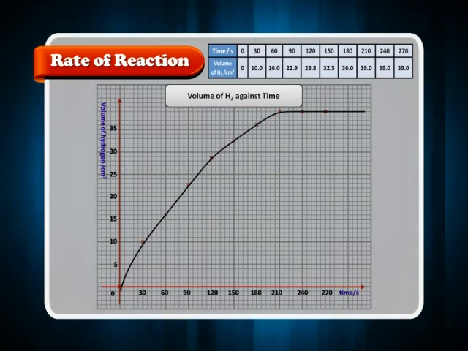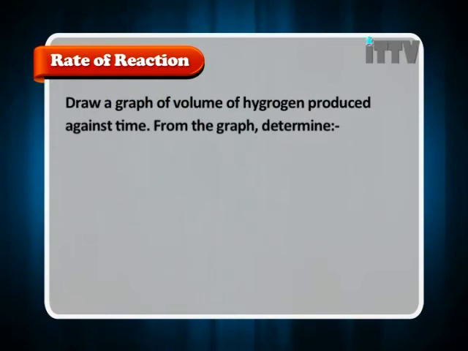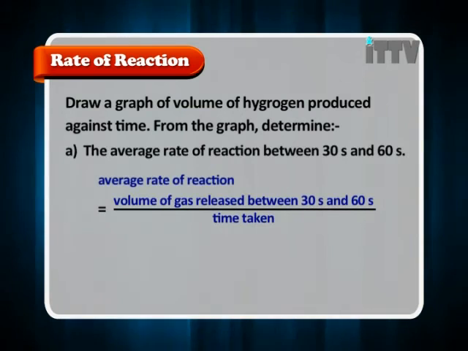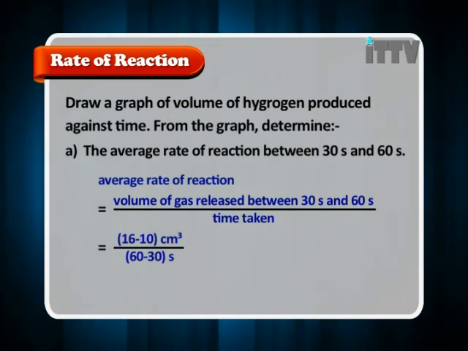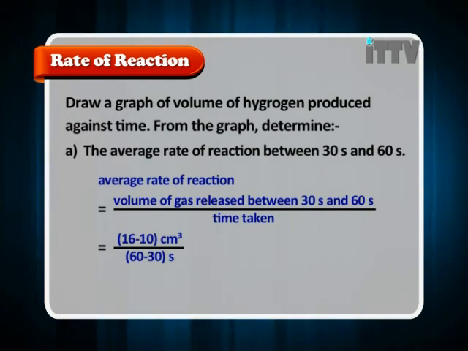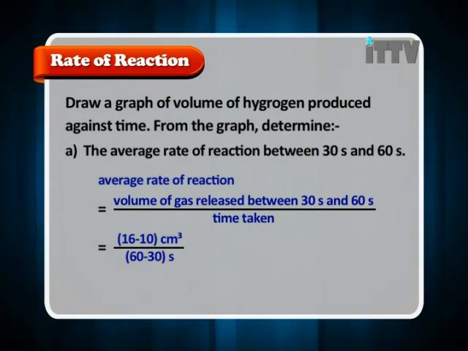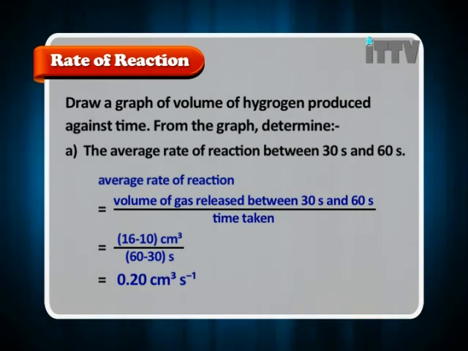Firstly, calculate the average rate of reaction between 30 and 60 seconds. So, now that we've drawn a graph, we need to do some calculations. A. Calculate the average rate of reaction between 30 seconds and 60 seconds. So, the value at 60 seconds is 16 centimeter cube. The value at 30 seconds is 10 centimeter cube. So, 16 minus 10 divided by 60 minus 30 seconds gives us a value of 0.20 centimeter cube per second.